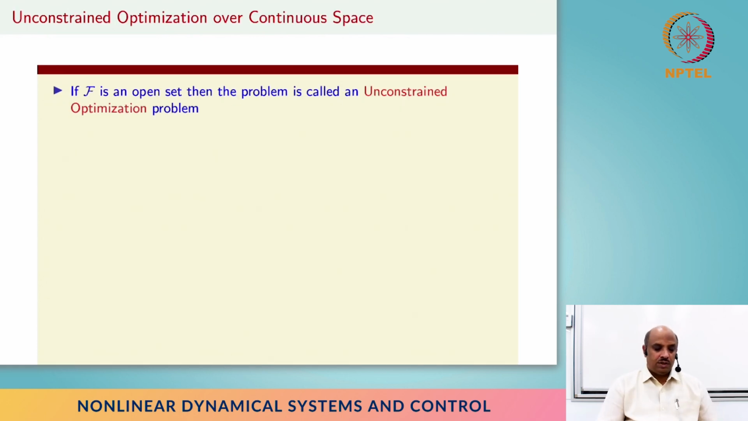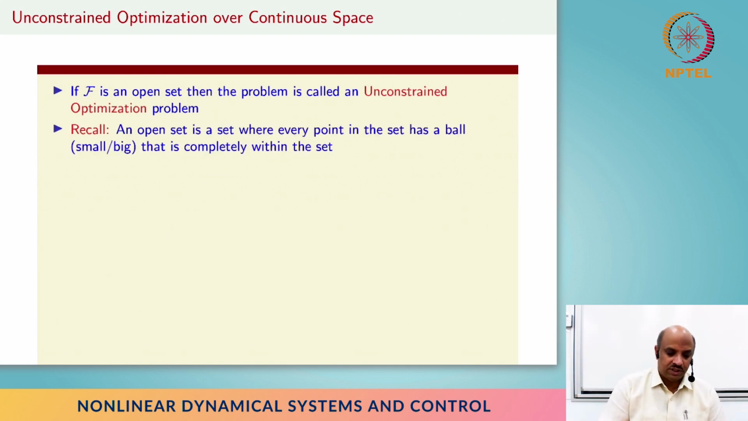Right. So that will lead us to basically continuous optimization. So we will look at something called unconstrained optimization over continuous space. And for that, we will start with the feasible set F being an open set. Okay. So if you have an open set, then the problem is unconstrained, at least in the continuous scenario.